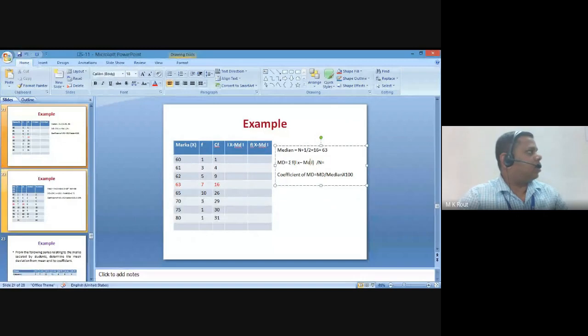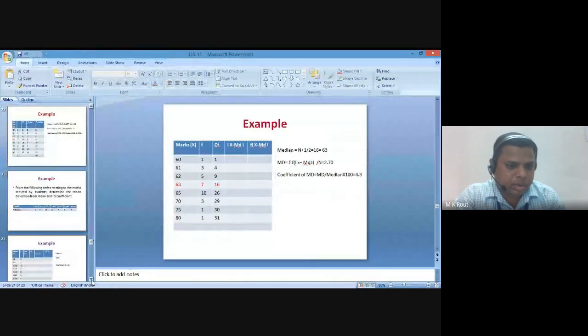Okay, moving to the next one. Calculate the coefficient of mean deviation. 4.30. This is 2.70. The next one is 4.3. Is it clear to all? Yes, sir.